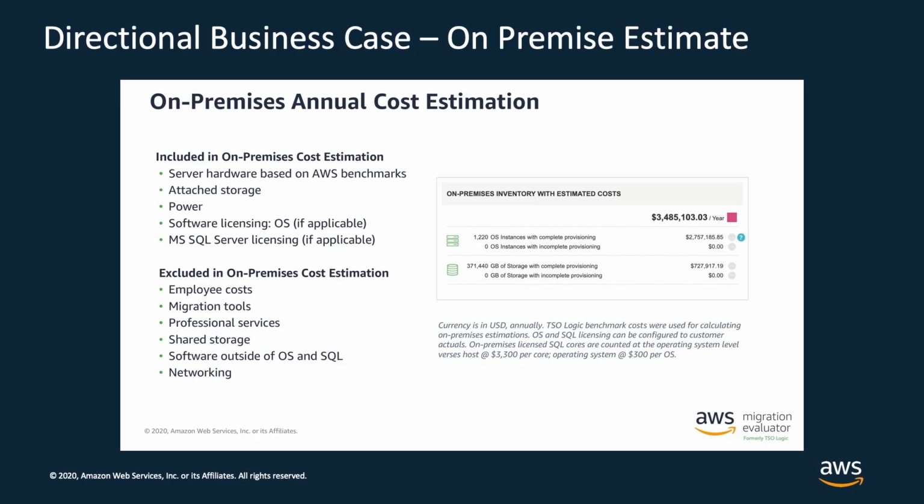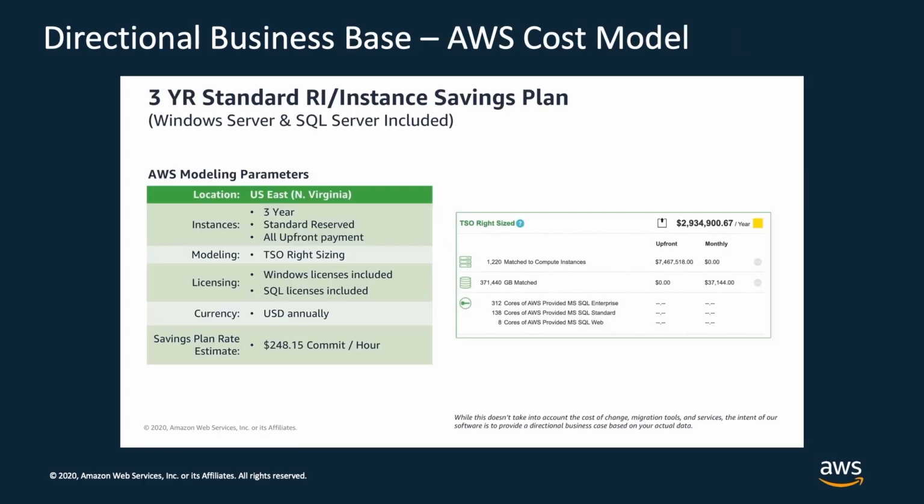We try to compare apples to apples as best as we can. So we also exclude costs that are excluded from the AWS cost model. So these excluded costs here are excluded from both sides of the comparison. And your business case will have at least one page showing the right-sized AWS costs and the parameters of the particular cost model.